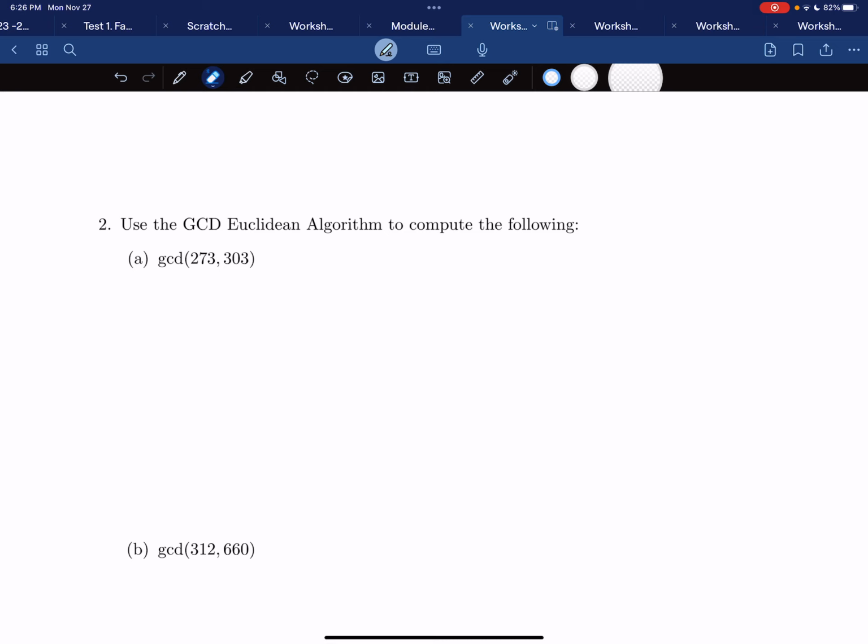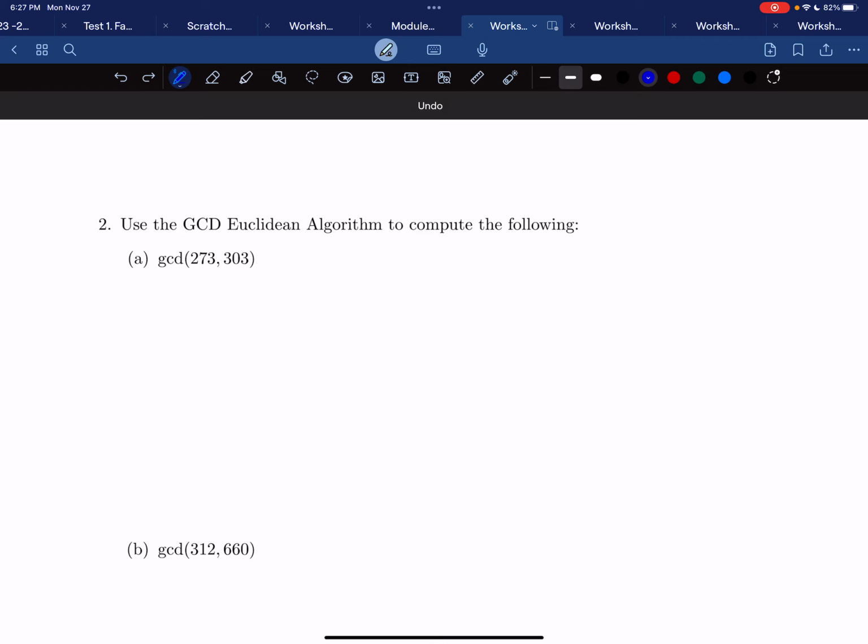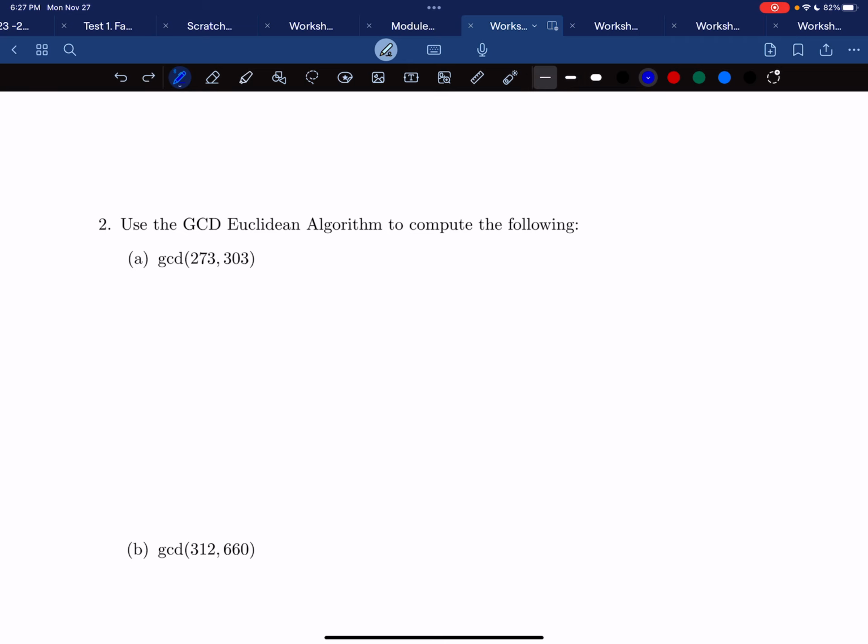Okay, so if we want the GCD of 273 and 303, we can say that's the same as, and we're always going to use the larger number first, the GCD of 303 and 273. Then we start with the bigger one, 303, and say that's equal to a certain number of 273s. It's 1 times 273 plus something left over. And what's left over in this case is 30.